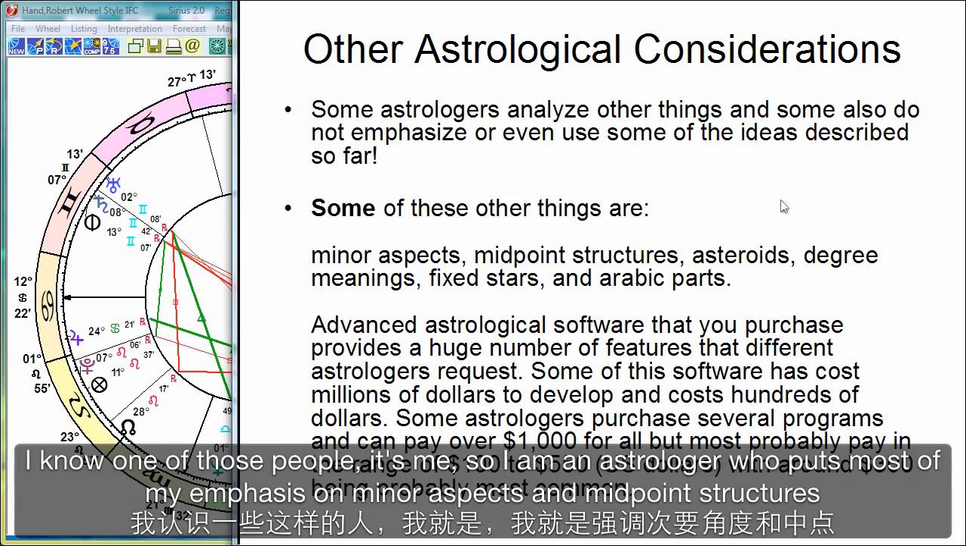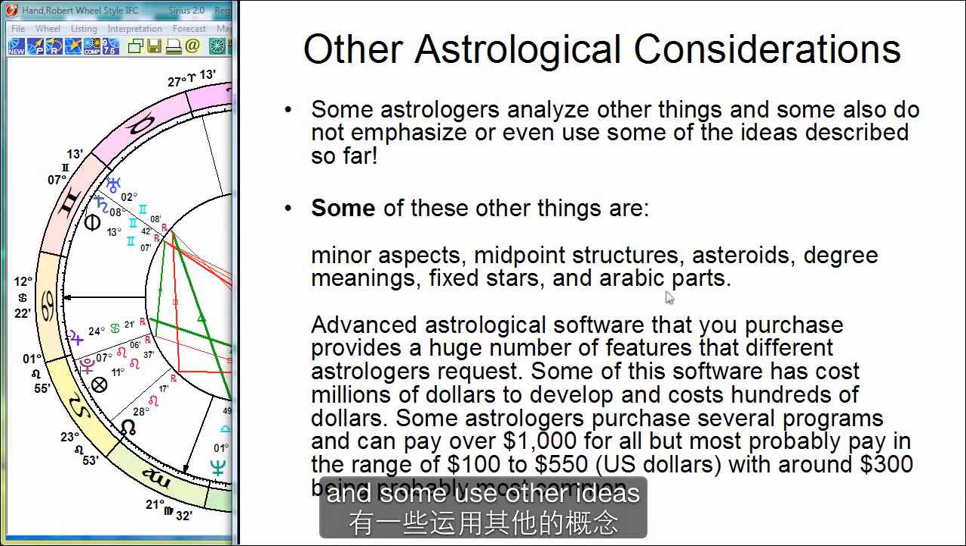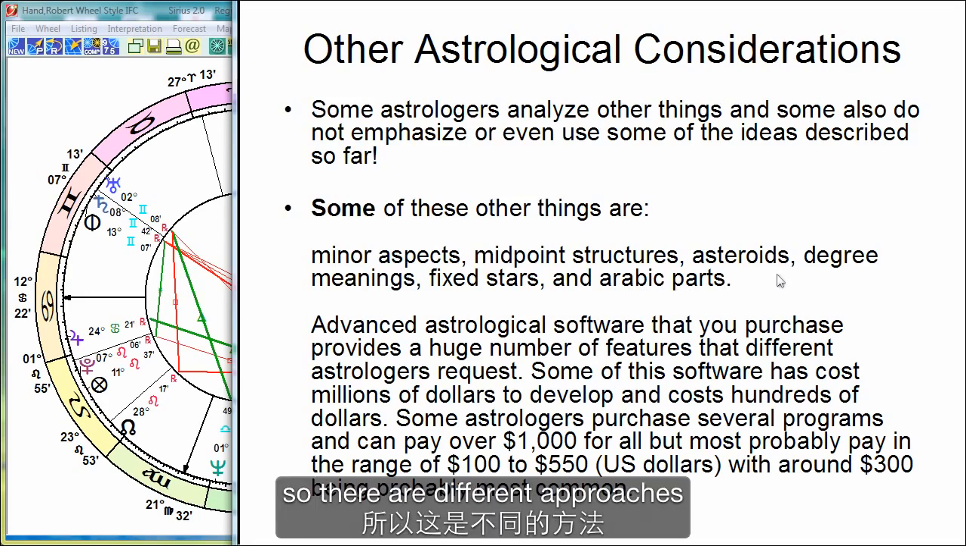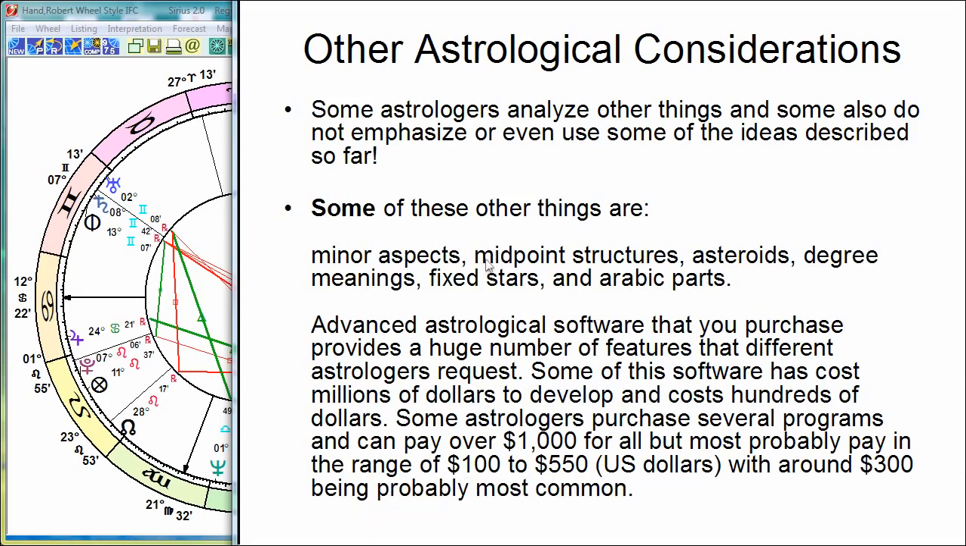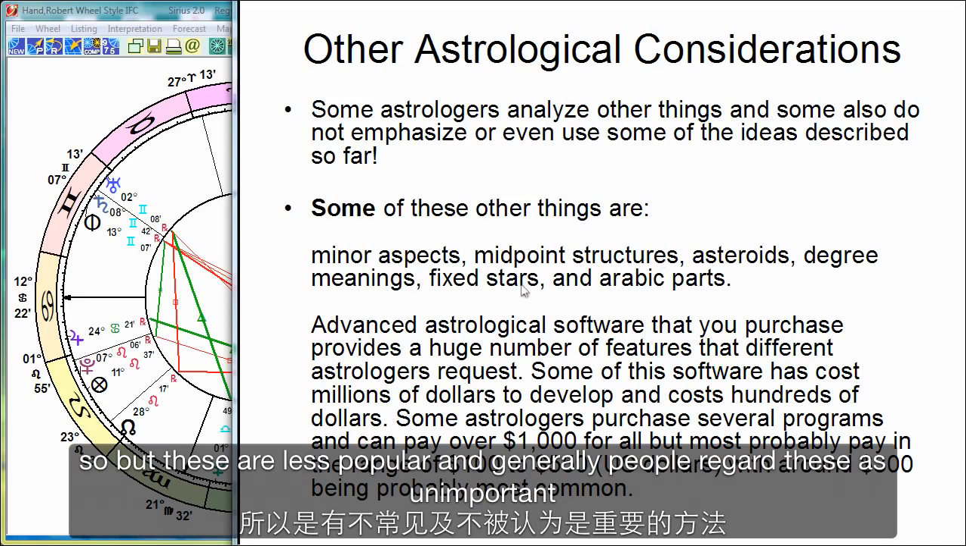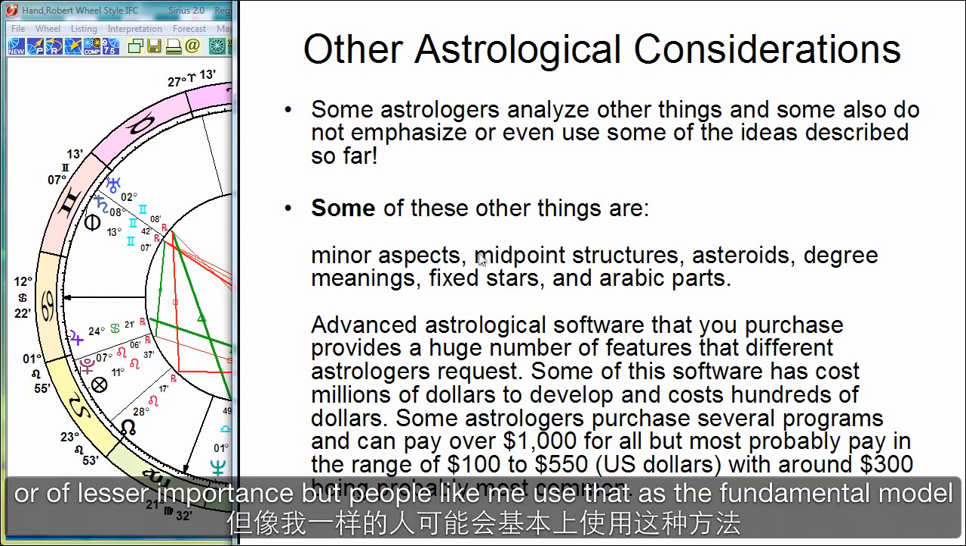I know one of those people. It's me. So I'm an astrologer who puts most of my emphasis on minor aspects and midpoint structures, and some use other ideas. So there are different approaches, but these are less popular. Generally, people regard these as unimportant or of lesser importance. But people like me use that as the fundamental model.